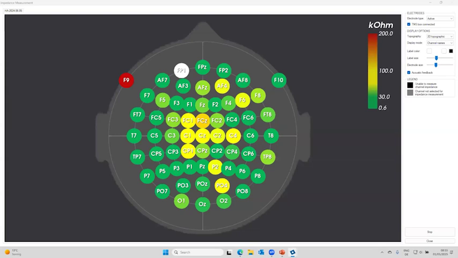And now I will try to position the coil just above the motor area. As you can see, it's still a bit high. And maybe like that. So we are looking for the 45 degrees angle. TMS is getting ready.